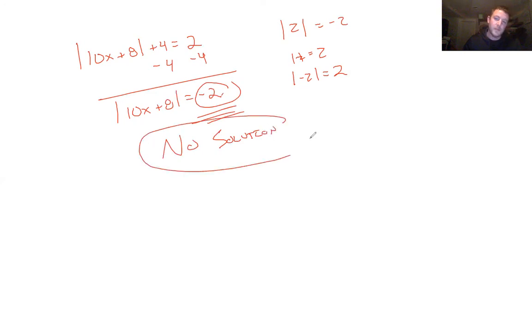Anytime you get negative on that side, it's going to be no solution. And you've got to be careful, because if you work this out, if you say 2 and -2, you'll get two answers. But you've got to realize the absolute value can never actually be -2 or negative. It has to be greater than or equal to 0.